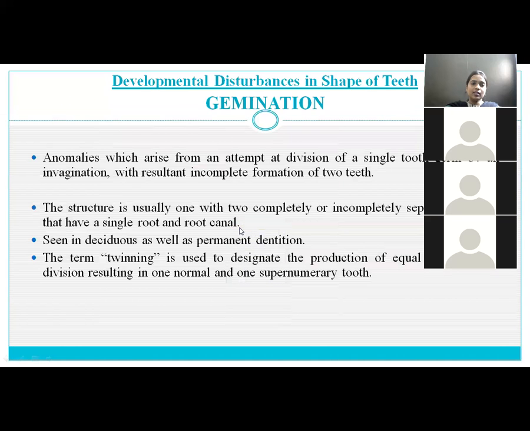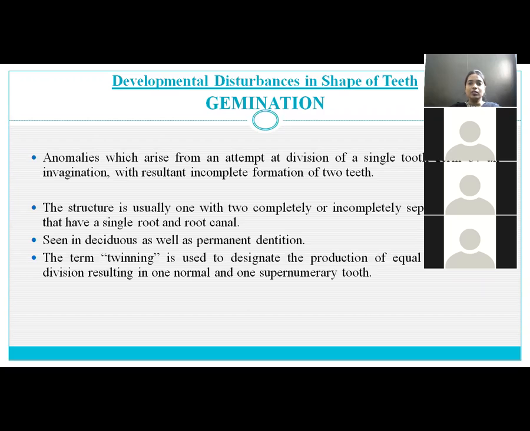Then next is the developmental disturbance in shape of teeth. In these, first is gemination, then fusion, then concrescence, dilaceration, and dens invaginatus. First, we discuss gemination and fusion. Gemination and fusion can be asked as a short answer question.